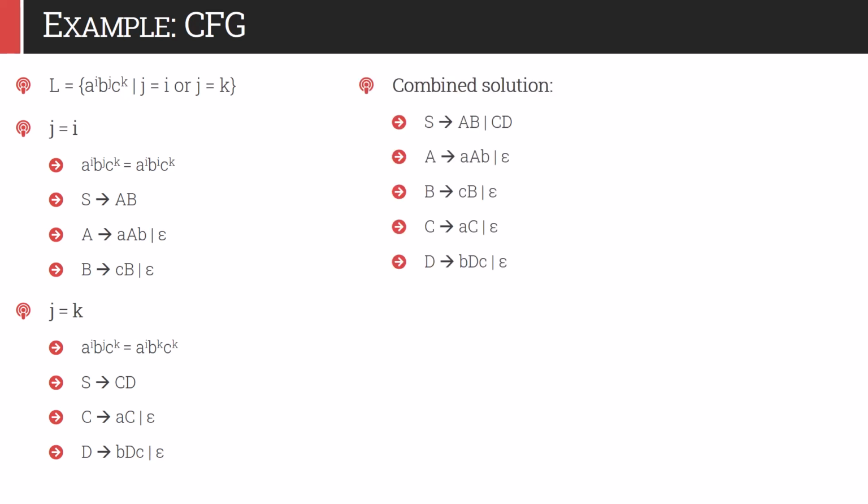Fine. And then we have to take the combined solution. So S gives either AB or CD, and the productions of AB and CD we have already derived, so we simply copy them here. L is equal to a power i, b power j, c power k. The condition is that i is equal to j or i is equal to k. So it says that whatever strings we have in the language, it must have either the same number of a and b, or the same number of a and c.